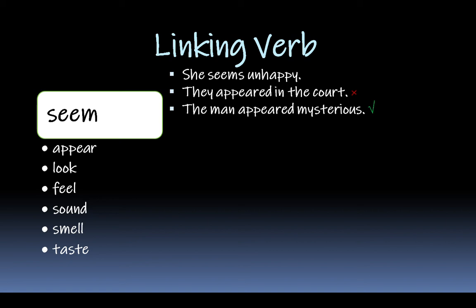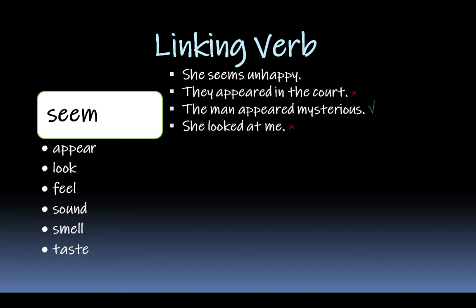The man appeared mysterious. I can replace appeared with seemed. The man seemed mysterious. Whether you use appeared or seemed, the meaning will be the same. And appeared over here is a linking verb because it has been used in the sense of seemed. Take a look at the next example.